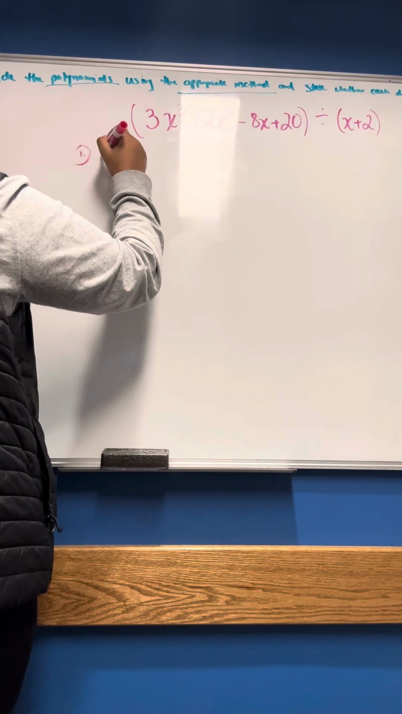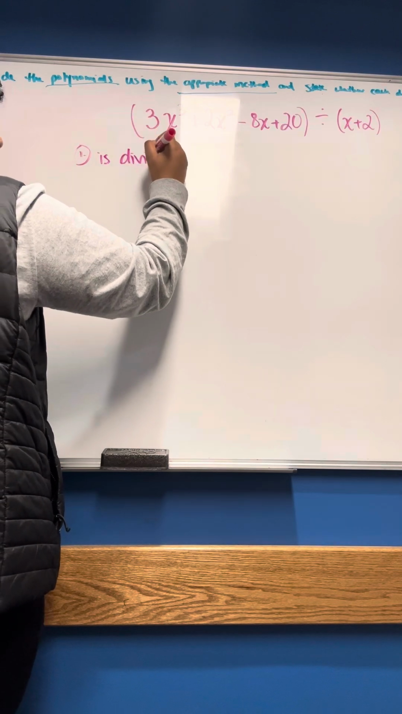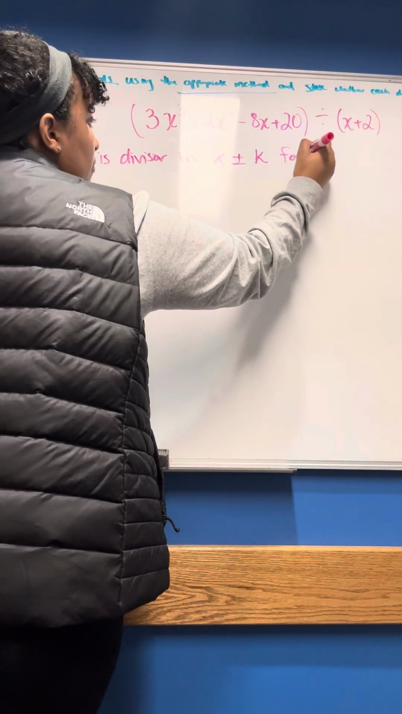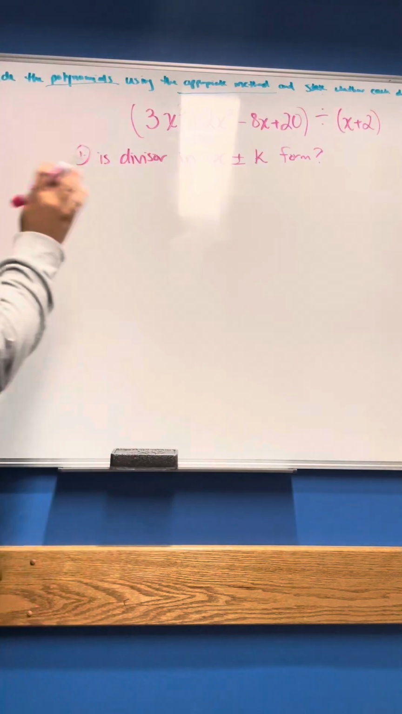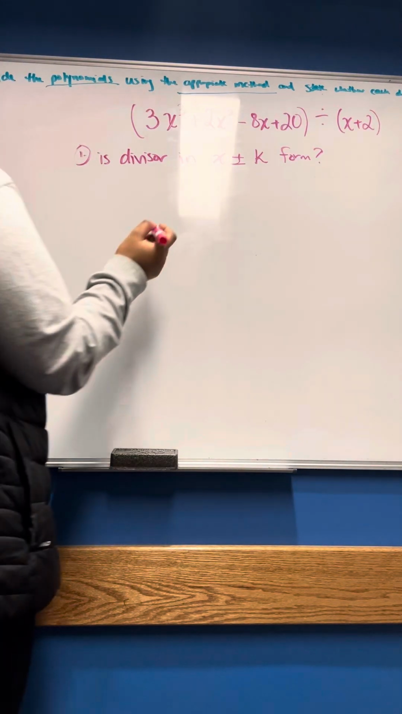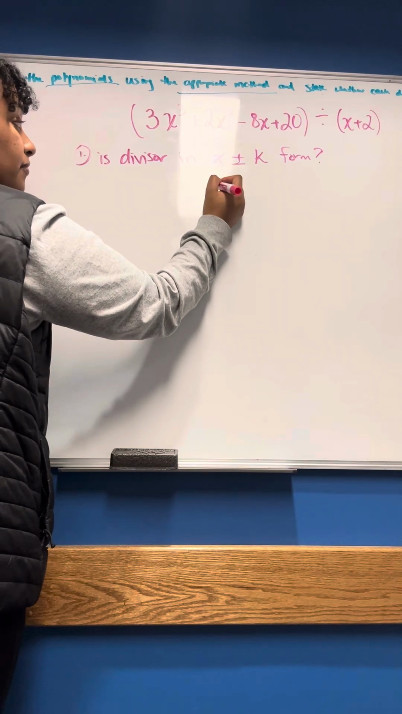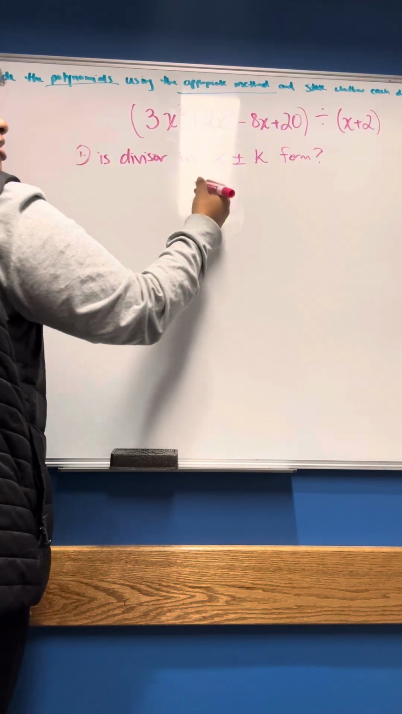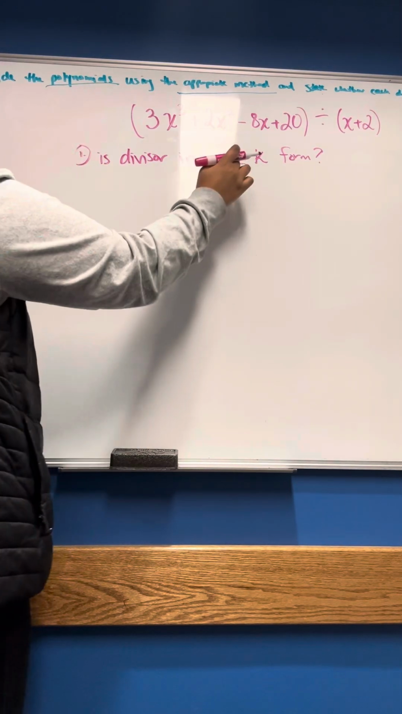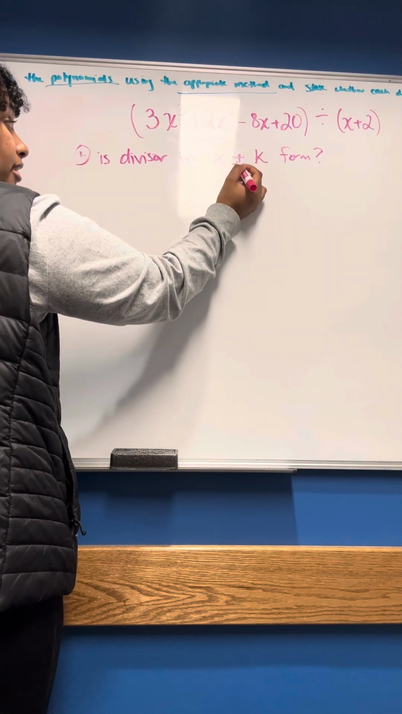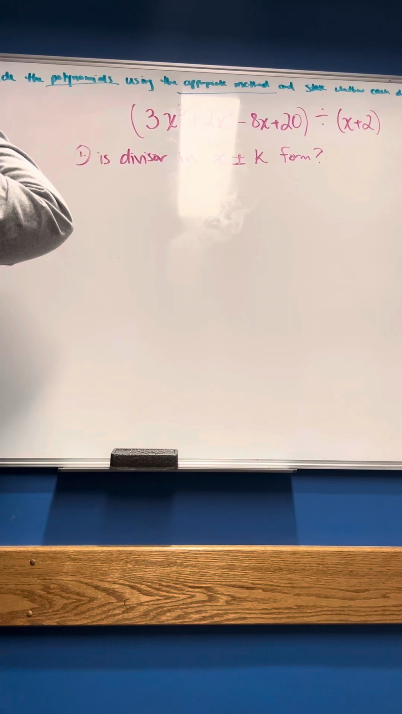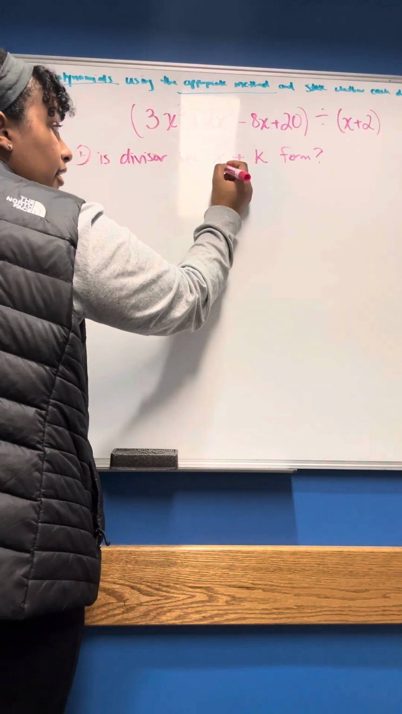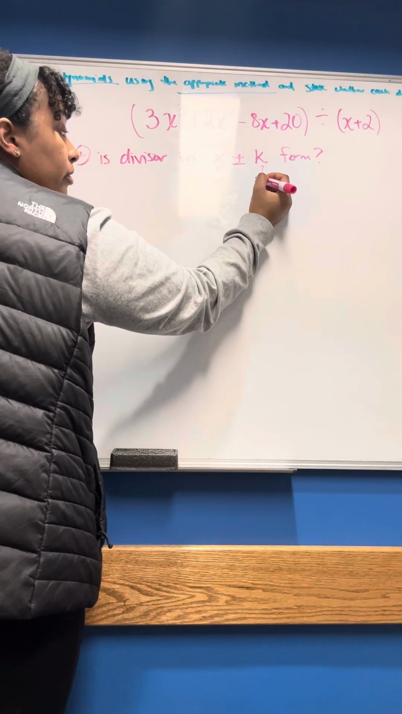Now we have to check, is the divisor in x plus or minus k form? Now, x plus or minus k form, all that means is our x is to the first power, because x to the first power is just x, and its coefficient is 1, because 1 times x is just x. So this is the same thing as saying x, okay? This plus or minus, anytime you see a plus sign with a line underneath it, it means plus or minus. It means, are we doing addition or subtraction? Either one is fine. Then our k is just any whole number, okay?